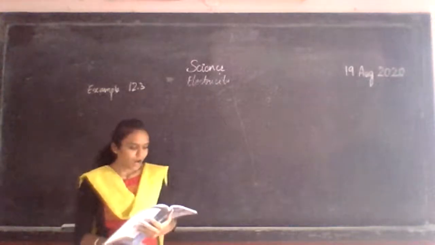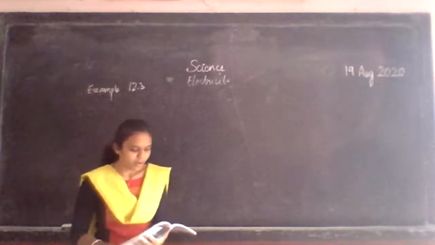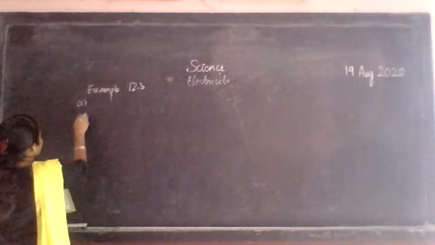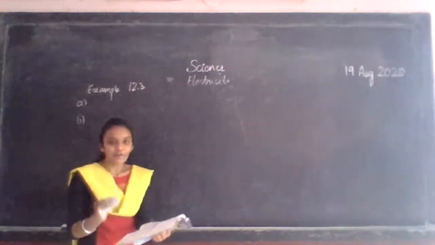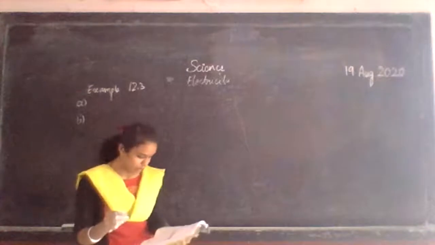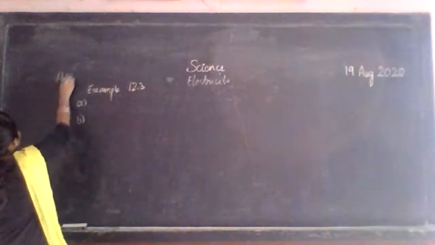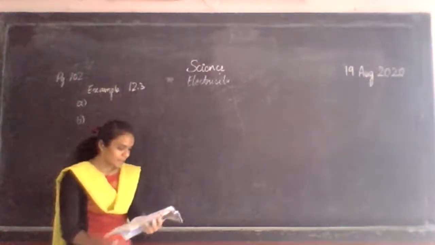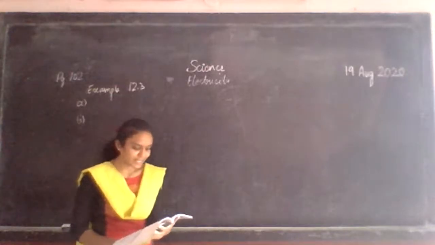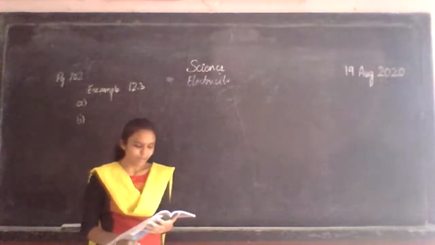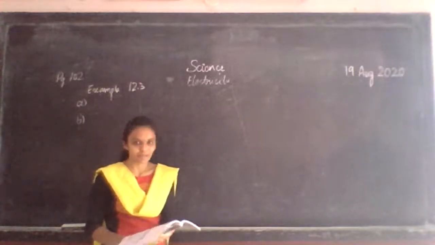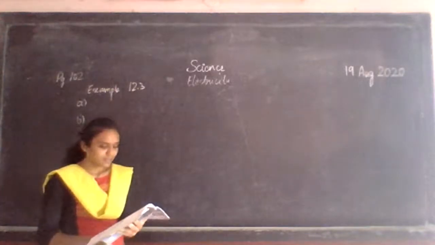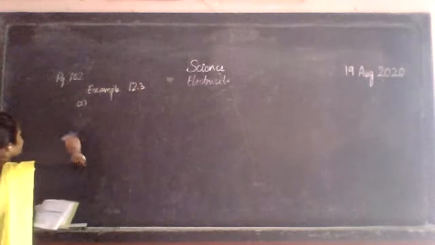Then they asked you how much current will an electric bulb draw from a 220 volt source. There are two questions, A and B. So the first question is how much electric current will an electric bulb draw? This is on page number 1 or 2. In example 12.3, how much current will an electric bulb draw from a 220 volt source if the resistance of the bulb is 1200 ohms?